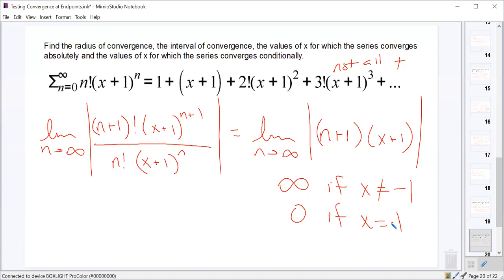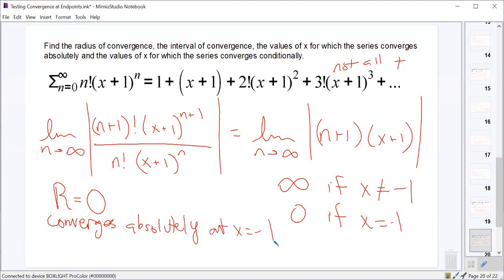So we will say that this has a radius of convergence of 0. And we will say that it converges absolutely at x equals -1. It has no conditional convergence. And this is the entire interval of convergence. This is the entire convergence at -1. No conditional.